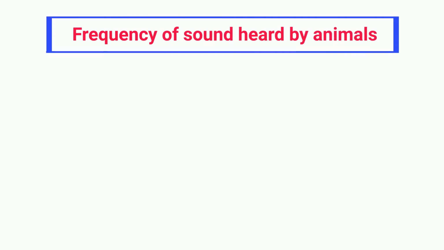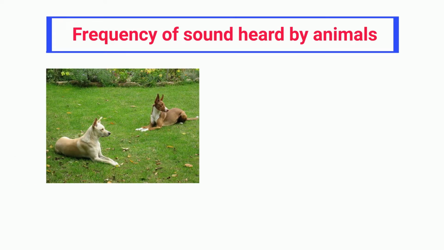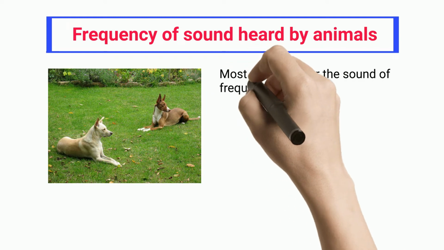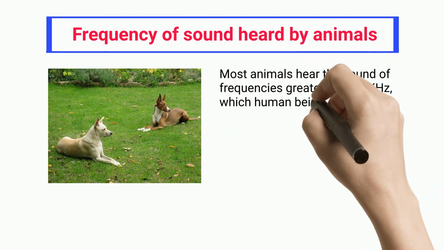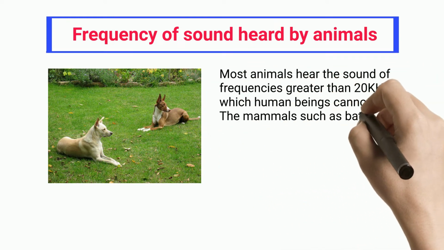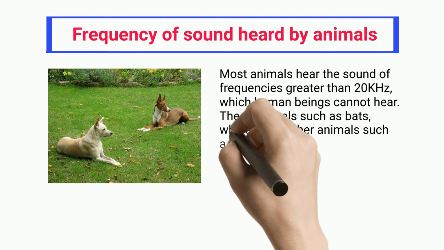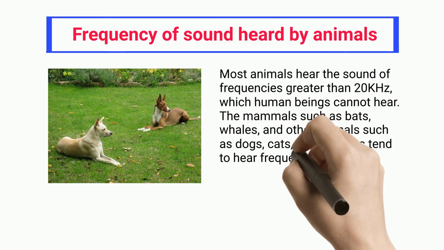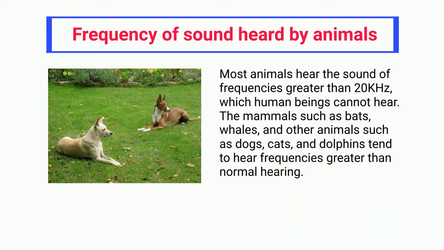Frequency of sound heard by animals. Most animals hear sounds of frequencies greater than 20 kHz, which human beings cannot hear. Mammals such as bats and whales, and other animals such as dogs, cats, and dolphins, tend to hear frequencies greater than normal hearing.